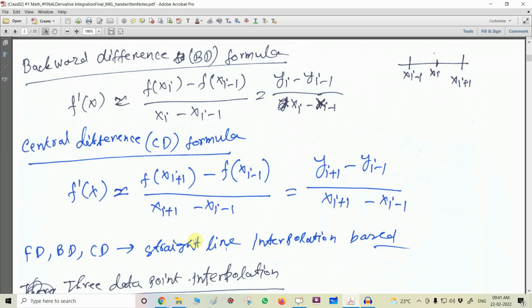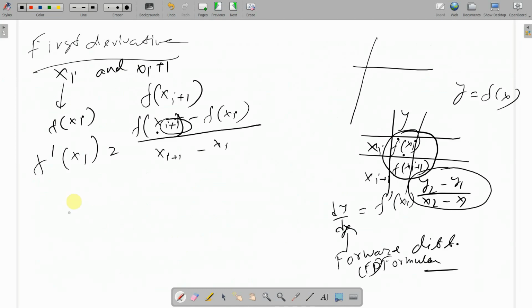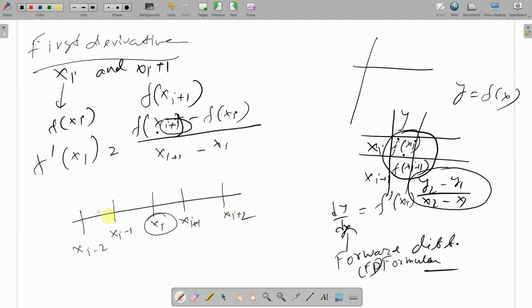Now you can do the 3-point data interpolation also. So consider 3 points. What will be the 3 points? Let's say xi minus 2, xi minus 1, the middle one is xi, where you will be calculating the derivative at this point, xi plus 1 and xi plus 2. By doing so you will have the 3-point forward difference, backward difference, and you also have the central difference.